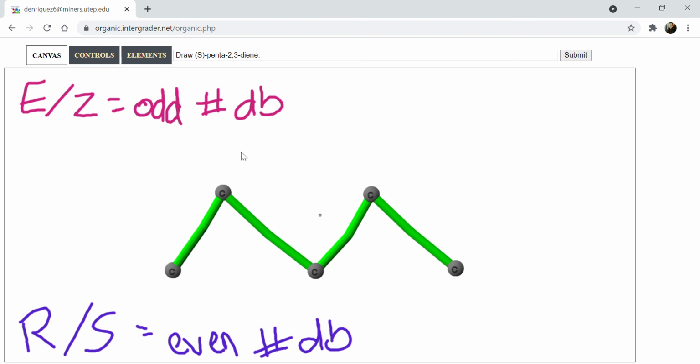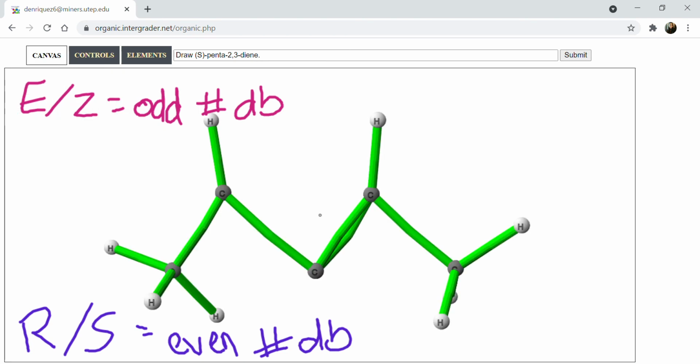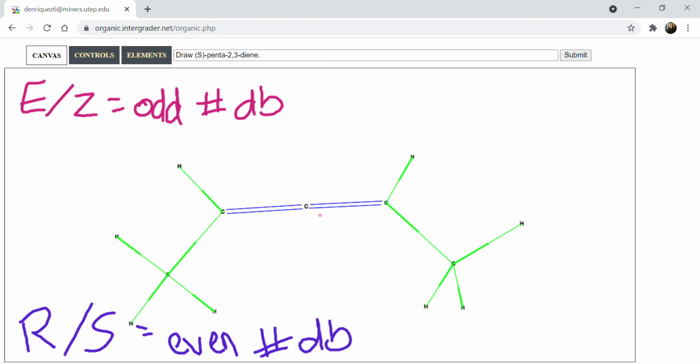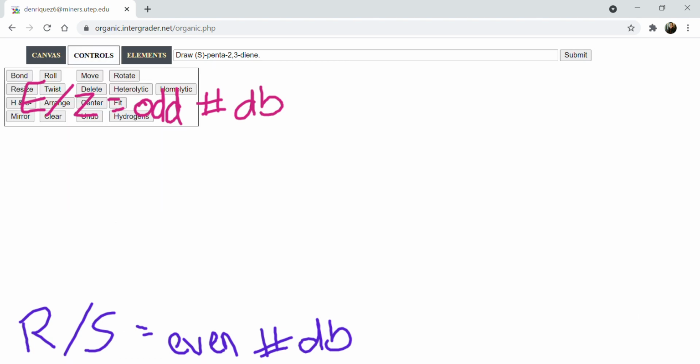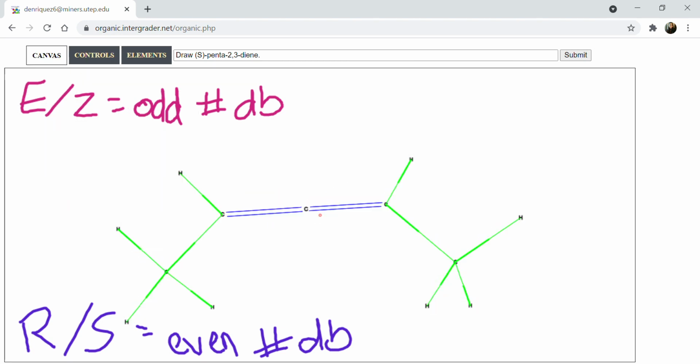I'm going to go ahead and start drawing my double bonds. So I have one at the 2 position. I've got 1, 2. So I'll draw 2 going to 3. And then I have one at the 3 position going to 4. I'll add my hydrogens and hit arrange. And then we're going to check that conformation.